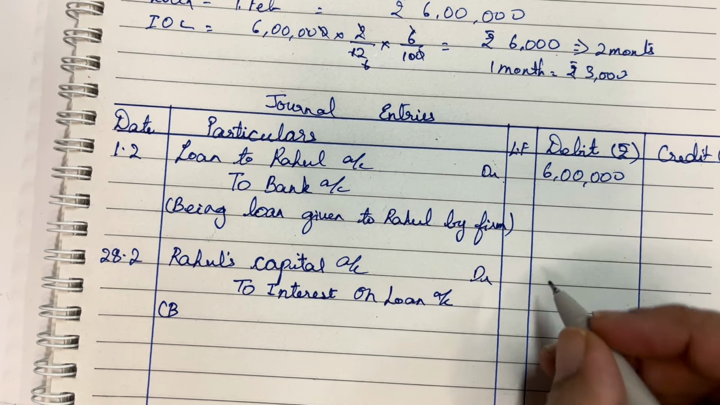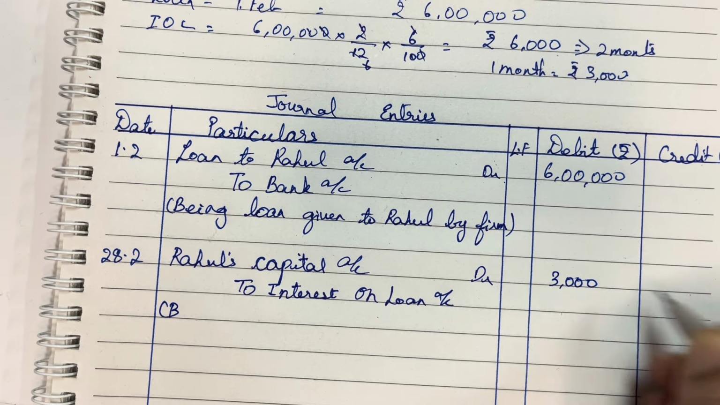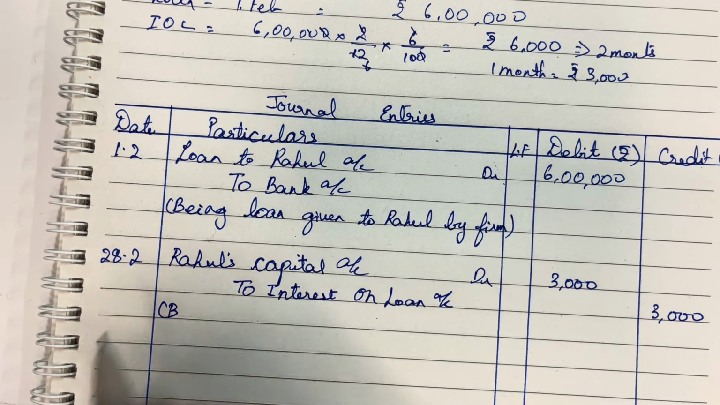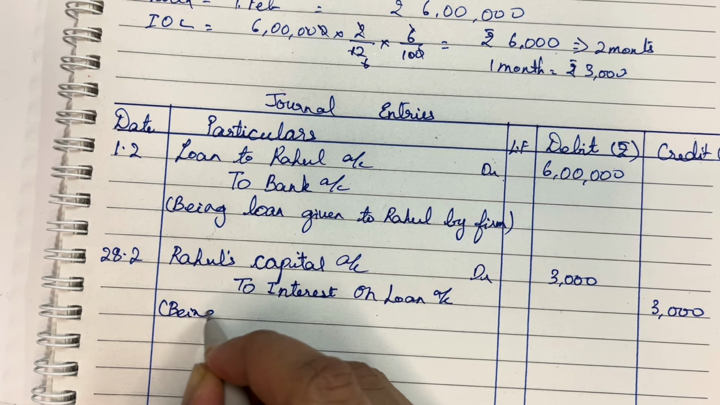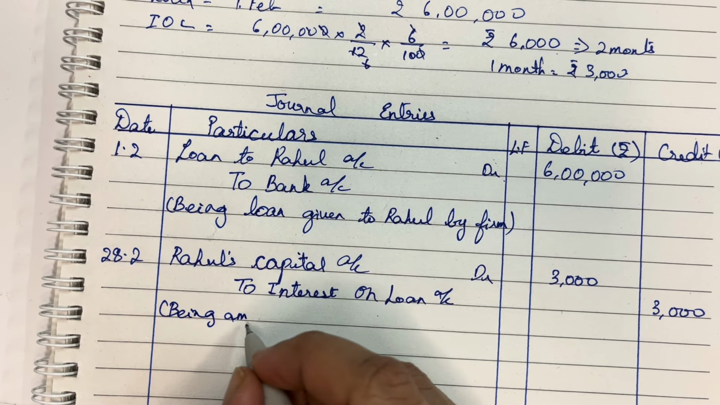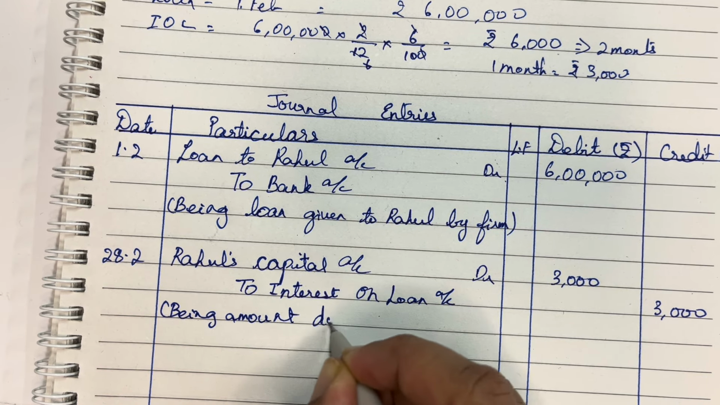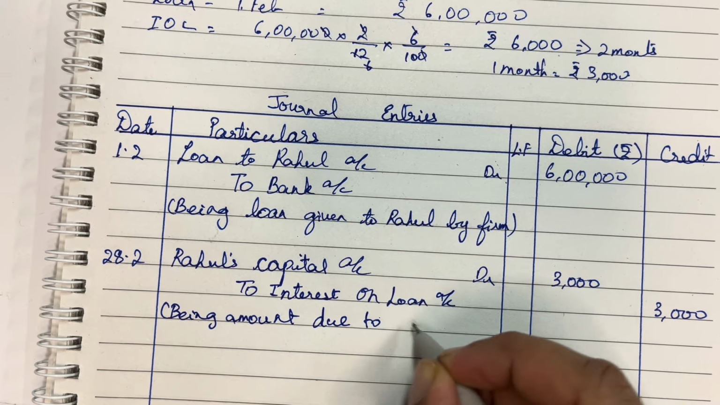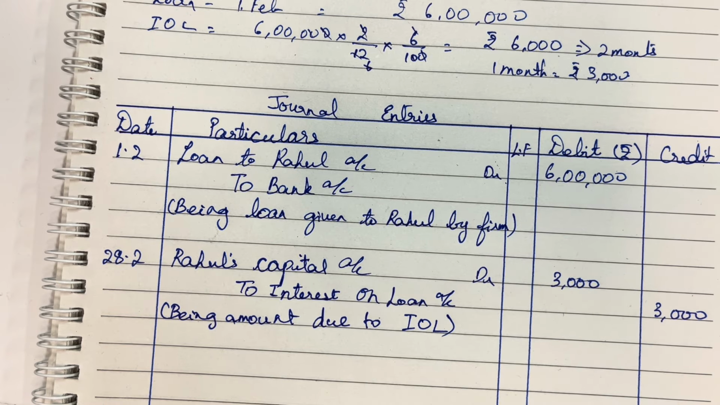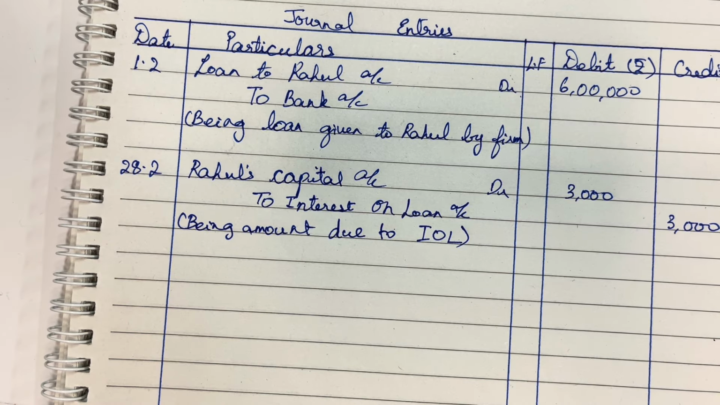How much is the interest? 3,000. We've already worked it out, right? For 1 month it is 3,000, being amount due to interest on loan. Okay, now this entry is over.